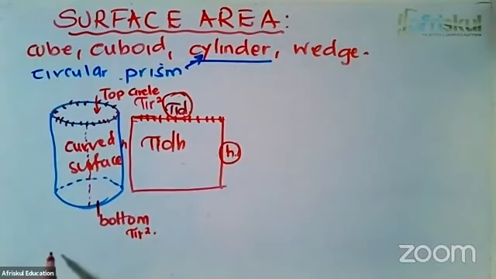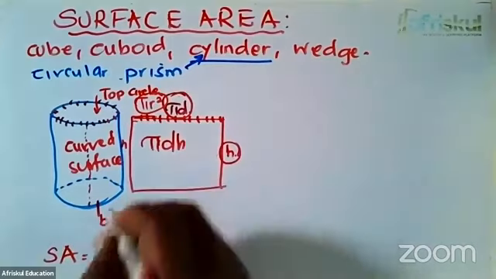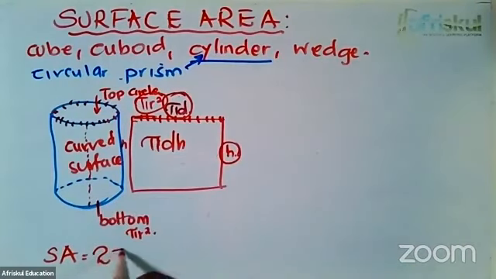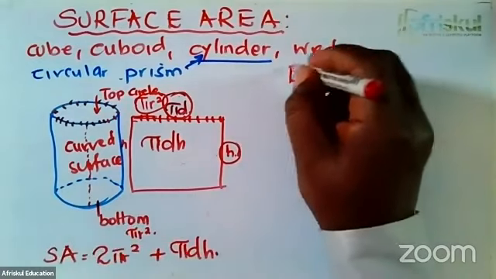And therefore, the total surface area shall be the top plus the bottom. That means 2 pi r squared plus the curved surface, which is pi d h. This only happens if it is a closed cylinder. Let us look at an example.